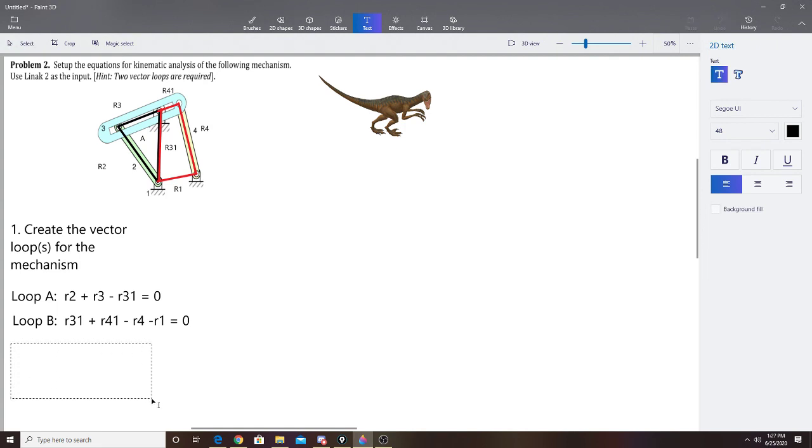Alright, so, next one. Step 2 was to identify the knowns and unknowns. So, we do the exact same thing that we did before, except we are going to do it by loop this time. So, loop A. What are the knowns and unknowns for loop A? So, let's do K and U.